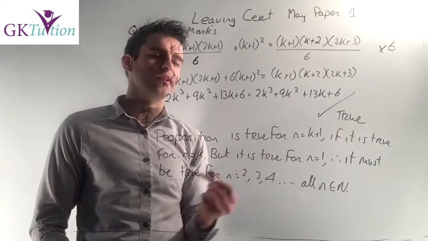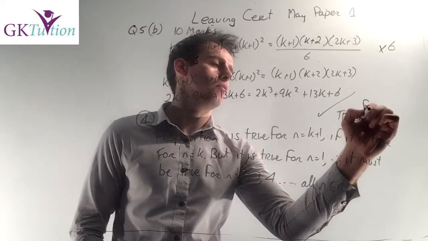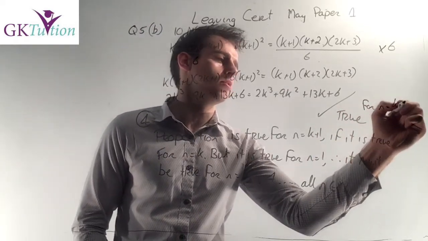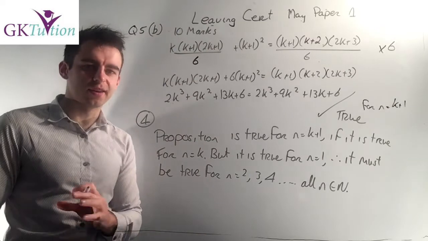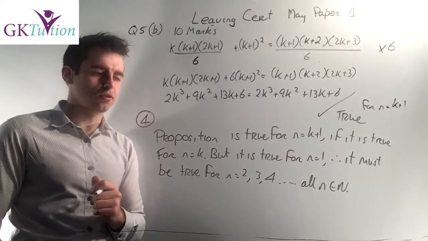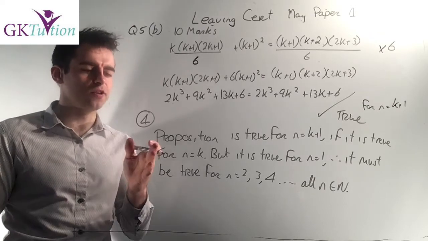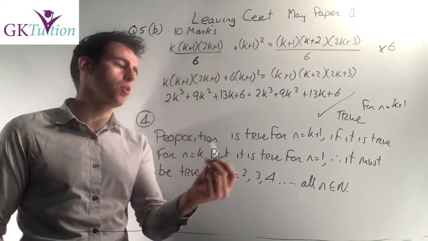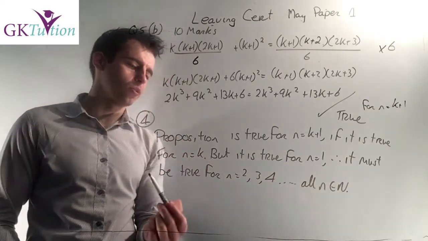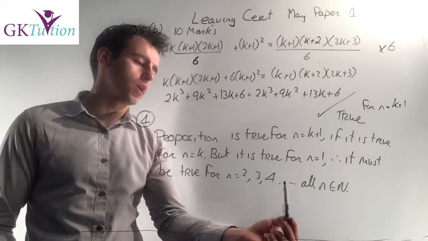So I can just conclude and say that it must be true for n equals k plus 1. Once you've proven that, that's all your maths. You make sure you make your conclusion that the proposition is true for n equals k plus 1 if it is true for n equals k. But we know it's true for 1, so therefore it must be true for 2, 3, 4, and all the other natural numbers.